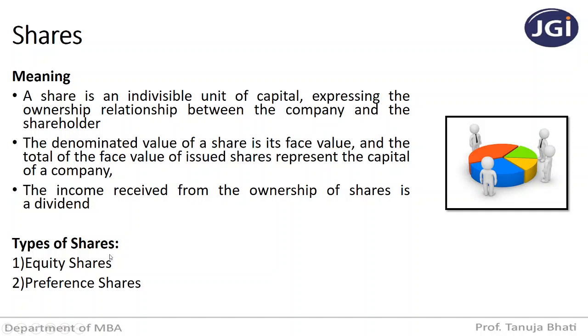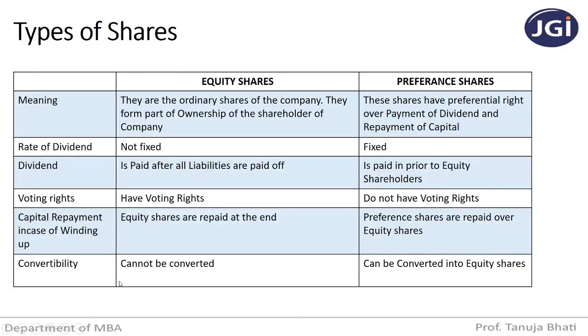There are two types of shares, equity shares and preference shares. We'll see what these two are. Equity shares are the ordinary shares of the company. They form part of the ownership of the shareholders of the company. A company can issue any type of shares, either equity shares or preference shares.